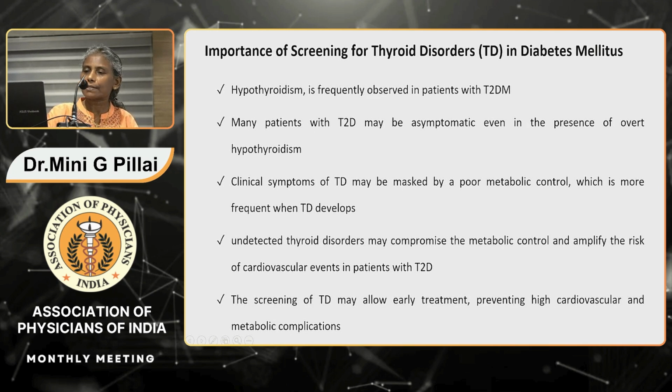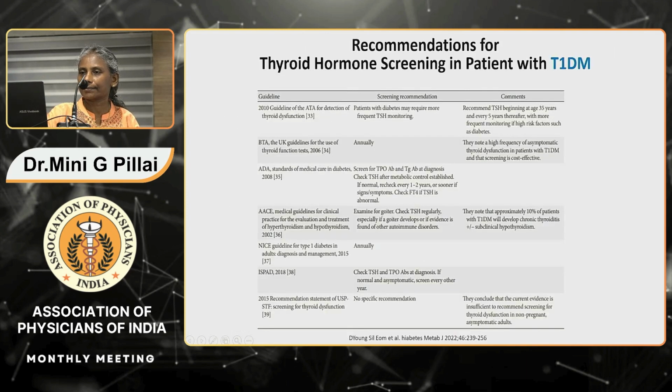So, the importance of screening for thyroid disorders in diabetes mellitus: hypothyroidism, we saw, is frequently observed in patients with type 2 diabetes, and many of these patients are asymptomatic even in the presence of overt hypothyroidism. Clinical symptoms of thyroid disease may be masked by poor metabolic control, and poor metabolic control is more frequent in patients with thyroid disease. Undetected thyroid disorders may compromise metabolic control and amplify the risk of cardiovascular events in patients with type 2 diabetes. Screening of thyroid disease may allow early treatment, which will prevent high cardiovascular and metabolic risk.